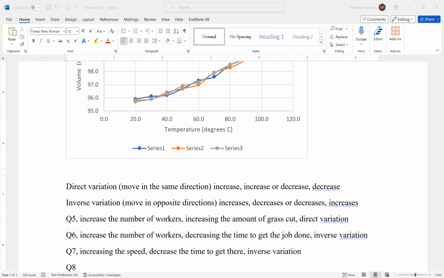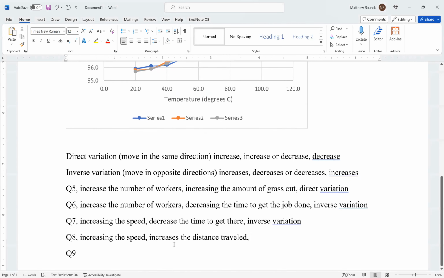Let me just change that then. All right, so taking a look at my screen there, is that direct or inverse variation? Direct. Are they going in the same direction or not? They are. So that is direct variation.